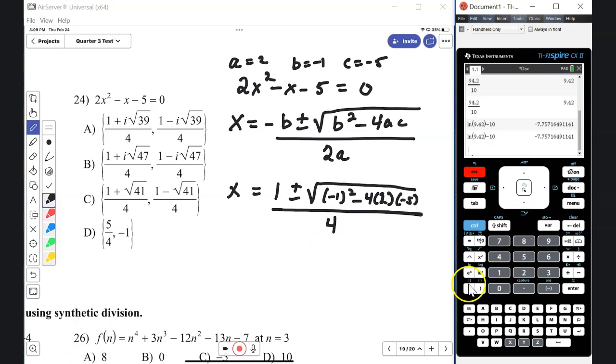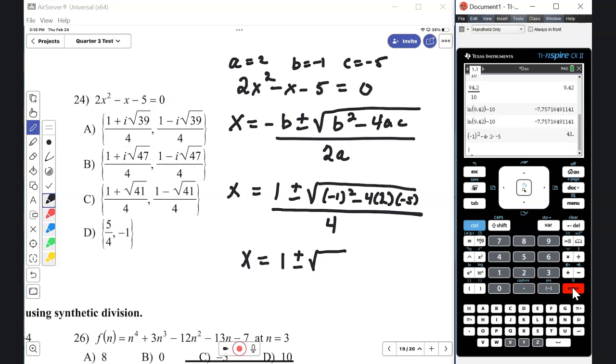Let's double check the discriminant. So we have negative 1 squared minus 4 times 2 times negative 5. That should be 41. It's 41. So we have x equals 1 plus or minus the square root of 41 over 4. And you know there are two answers here. So it's going to be C.